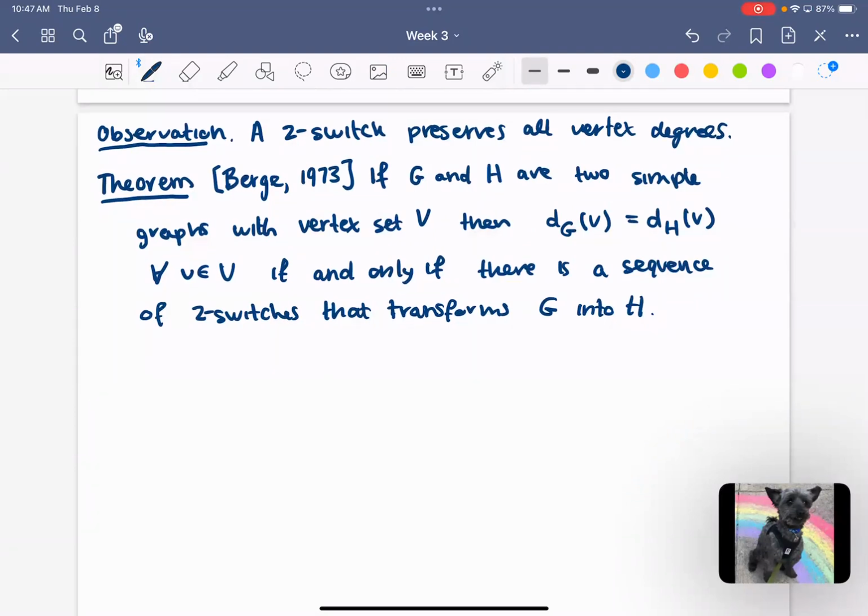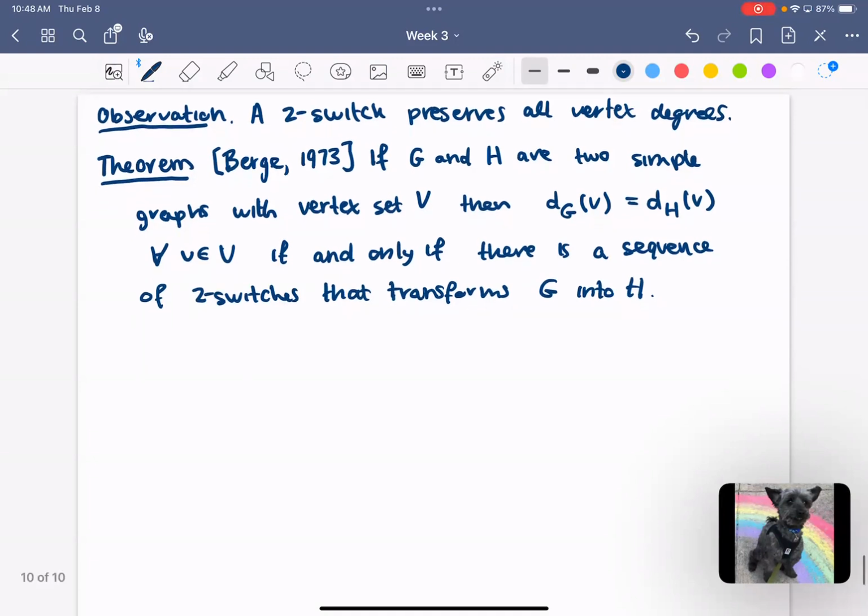Okay, so this is saying if G and H have the same degree sequence, then there is a sequence of two switches that transforms G into H, and vice versa. So if there is a sequence of two switches that transforms G into H, then the degrees are equal everywhere. Does this statement make sense? Okay, so let's go ahead and prove this. So one direction is easy, we already proved it. And that's the backwards direction.